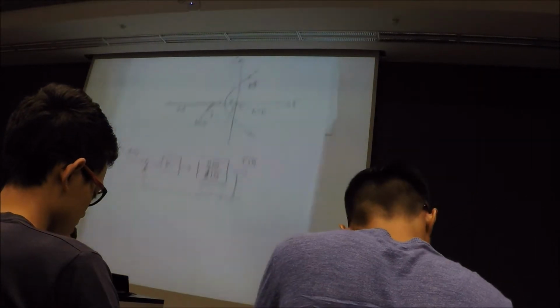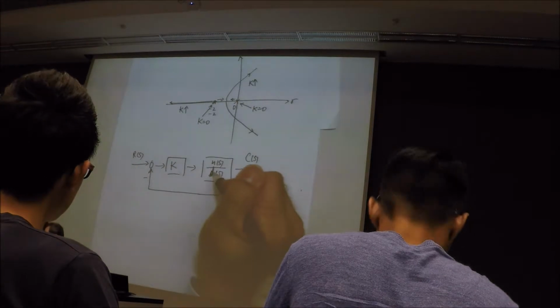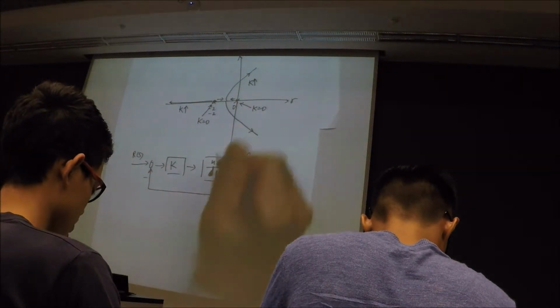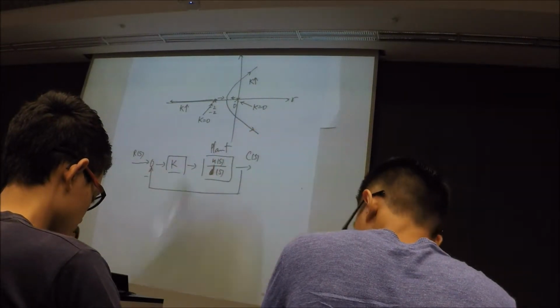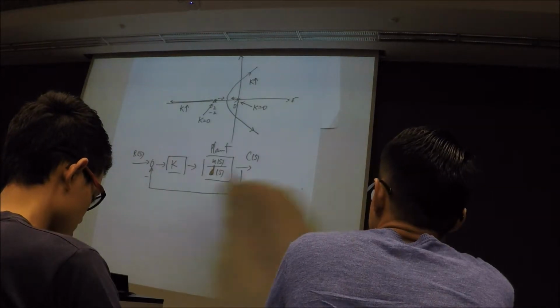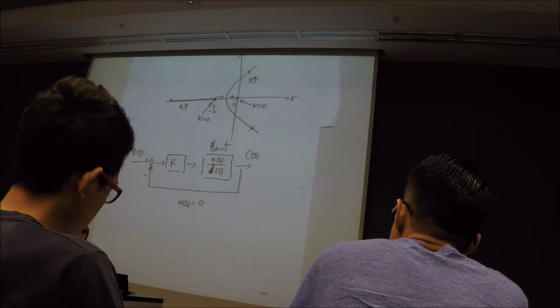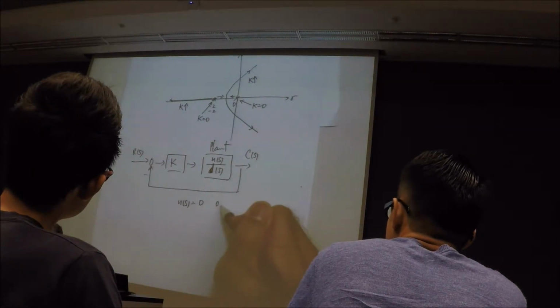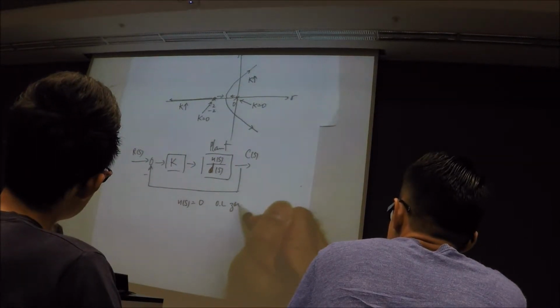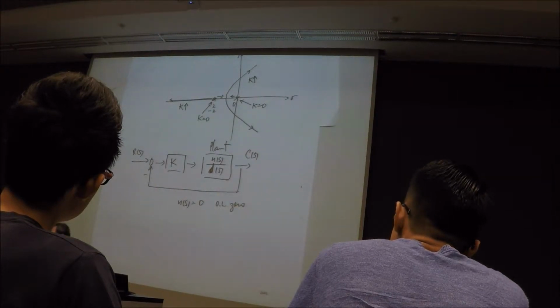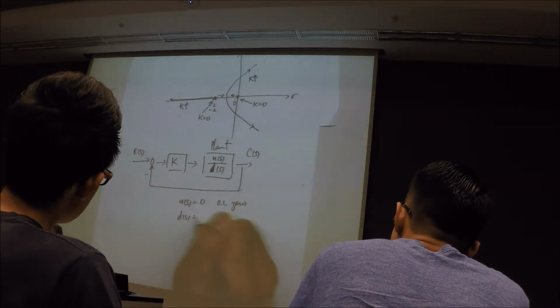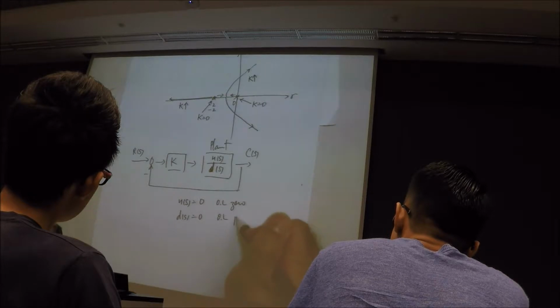Okay, so this is your system. As we mentioned, this is your plant, represented by N(s) divided by D(s). Of course, when you set N(s) equal to 0, what do you get? Your open loop zeros. Alright? When you set your D(s) equal to 0, what do you get? You get your open loop poles.